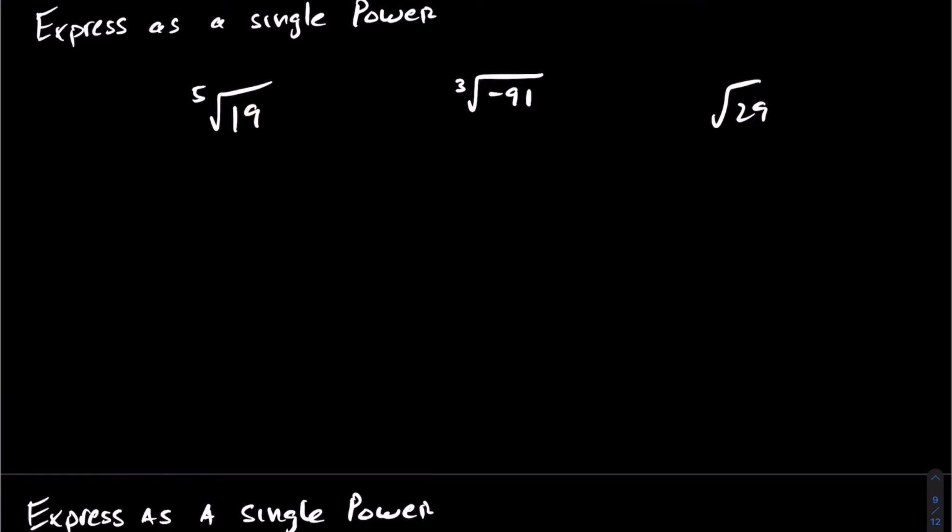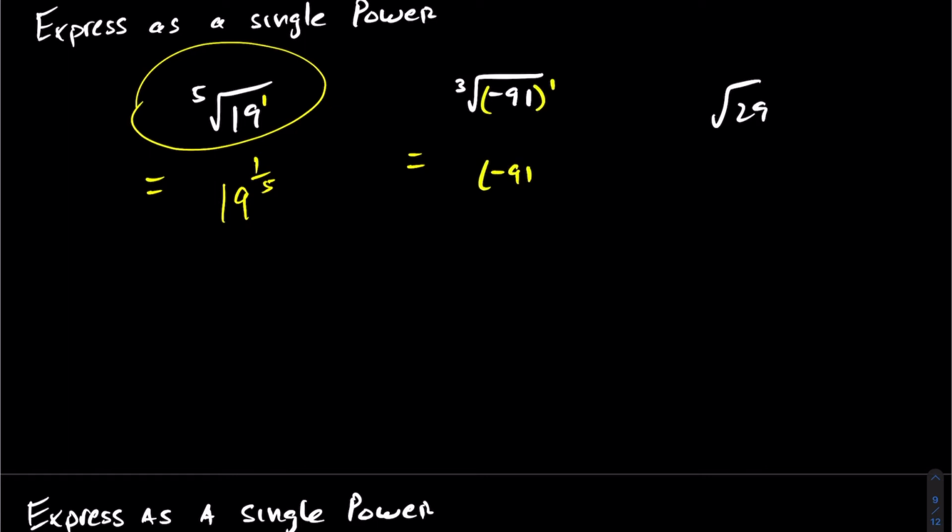All right, let's look at the next one here. Now they want to express as a single power. Right now this is expressed in radical form. So as exponential form, this would be 19 to the 1/5. Right, the power on this 19 is a 1. That's the place of your m. And therefore, this would be 19 to the 1 over 5. Okay, likewise, to express this as a single power, the power on -91 is a 1. So that's the place of my m. So this will be -91 to the 1 over 3.